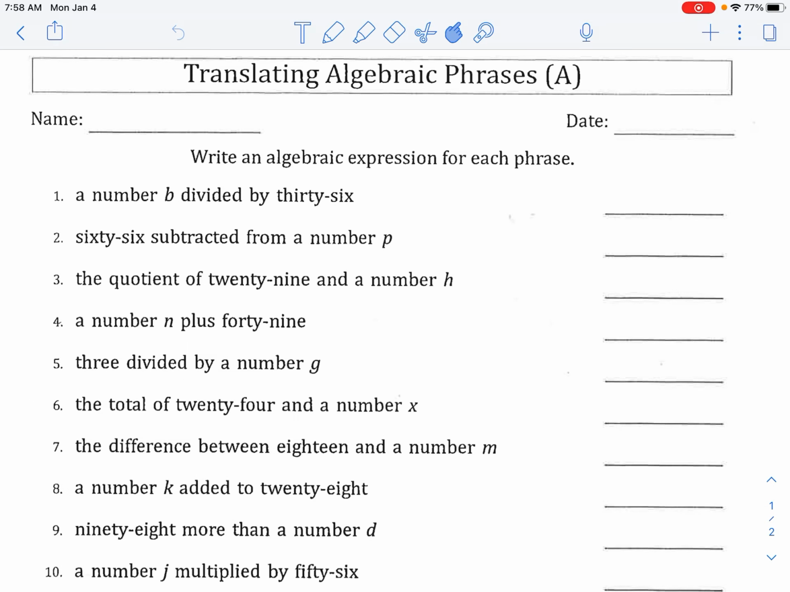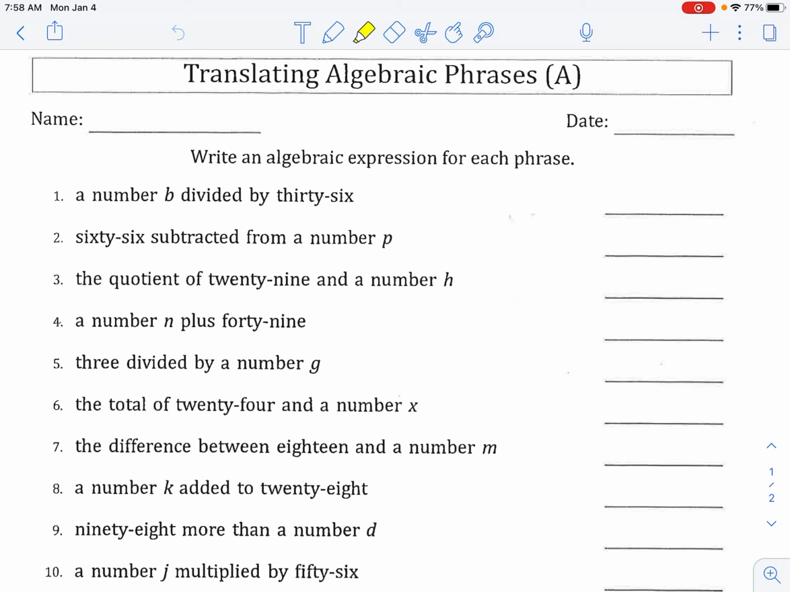Okay, so all we're going to do is take the words on the left and translate it into a math problem on the right. So the first thing I'm going to do is find the words in the phrase that signify an operation.